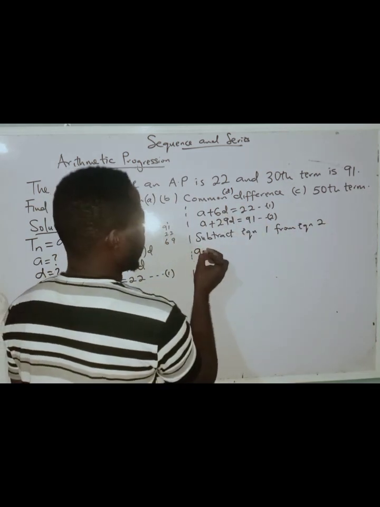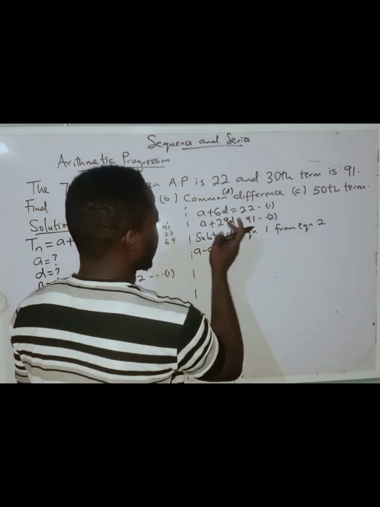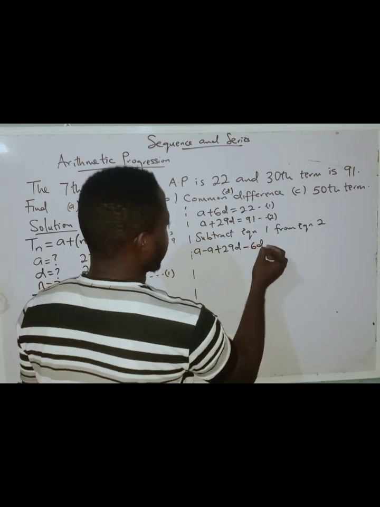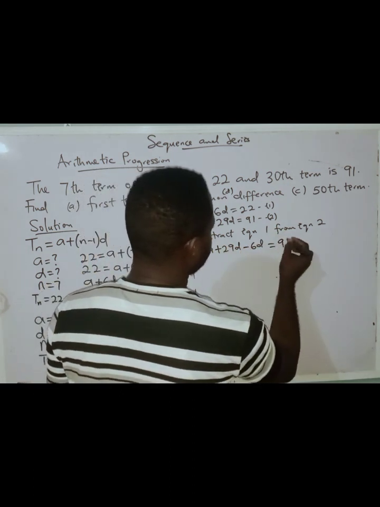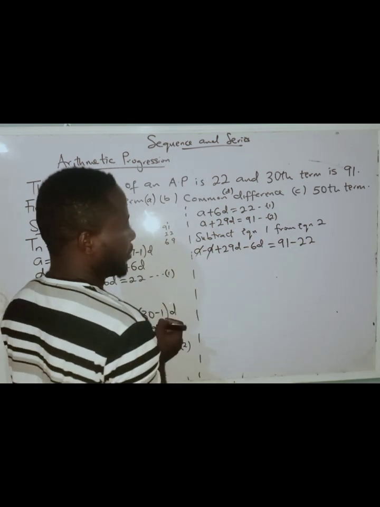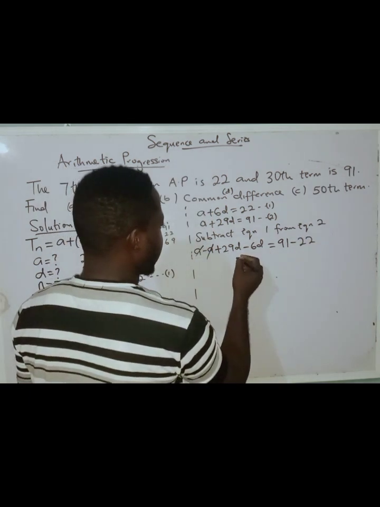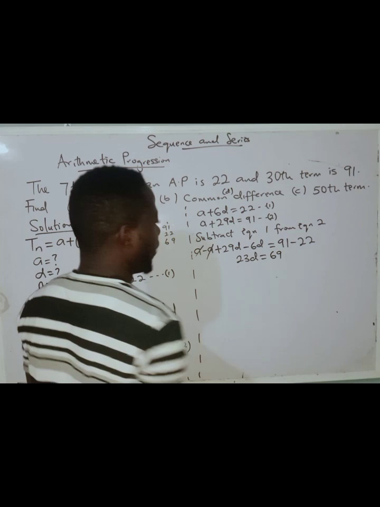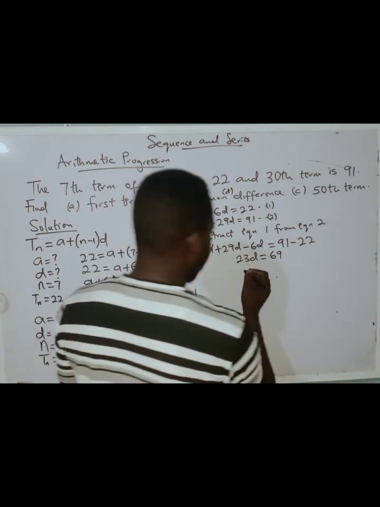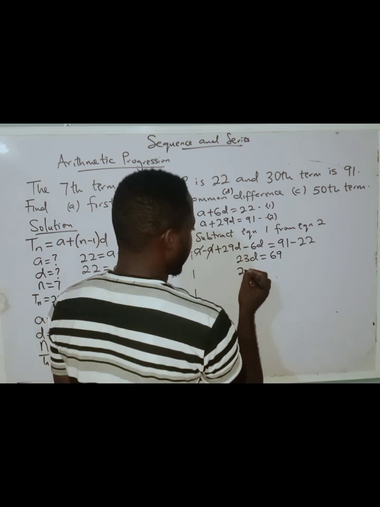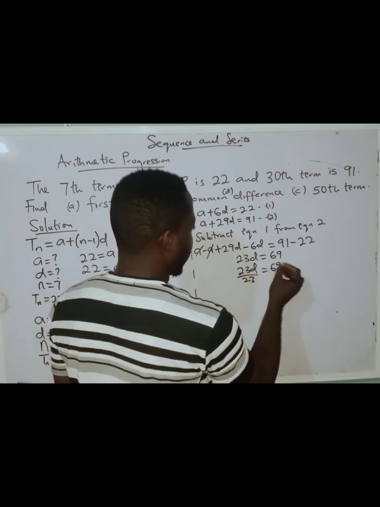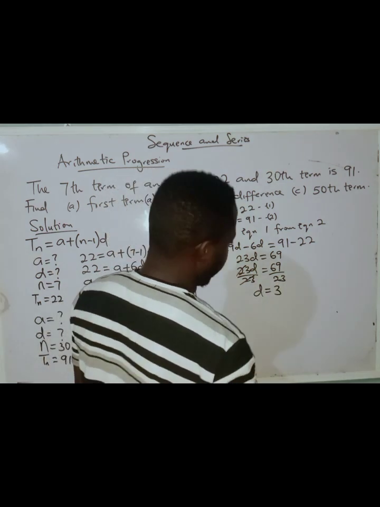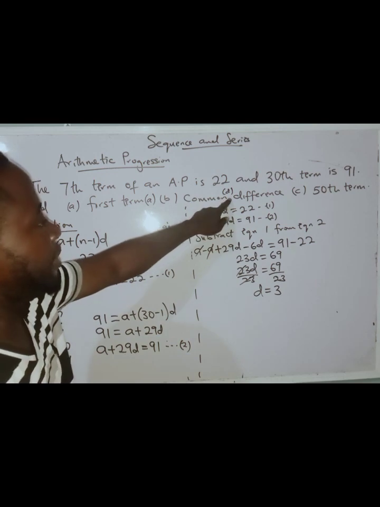Okay, so I'm going to get A minus A. I'm subtracting 1 from 2, so that will be plus 29d minus 6d equals 91 minus 22. So we cancel A minus A, which is 0. 29d minus 6d is 23d. 91 minus 22 is 69. So we divide both sides by the coefficient of d, which is 23. That gives us 23d over 23 equals 69 over 23. This cancels this, then we have d equals 3, 69 divided by 23. Now we have the value of our d.